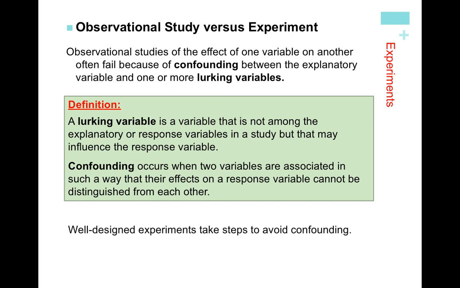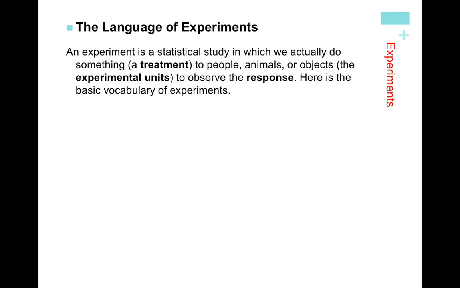So if you have a well-designed experiment, you're going to control for lurking variables and you're going to take steps to avoid confounding. And we'll talk about several different ways that that can happen in section 4.2. Before we get to that point, we do need to talk about some vocab terms.